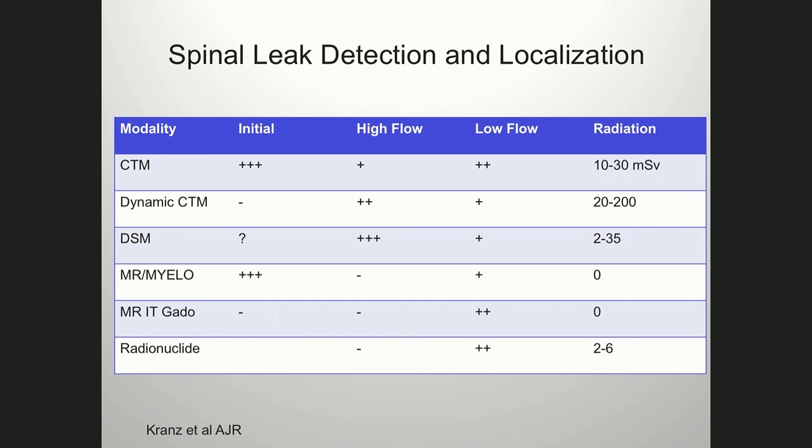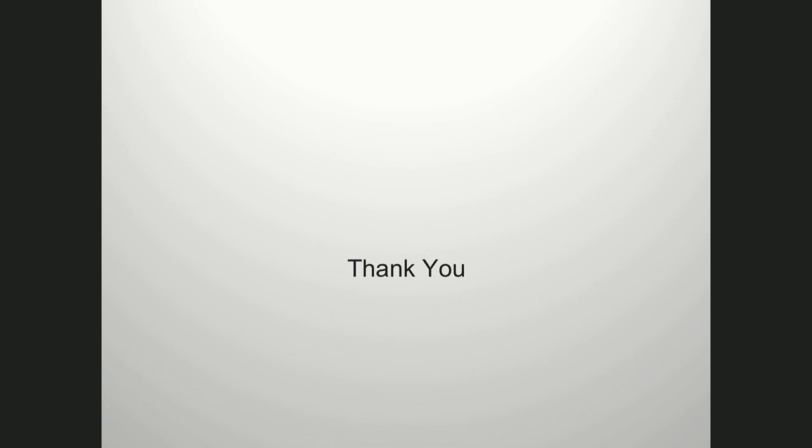Obviously there's no radiation there. This MR, the T2 weighted myelogram, is the stuff that we love, because it helps us determine the diverticula very easily without any needle insertion. And radionuclide has fallen out of favor. Let's see what else. And that's it. That's what I have to talk to you about. Thank you.